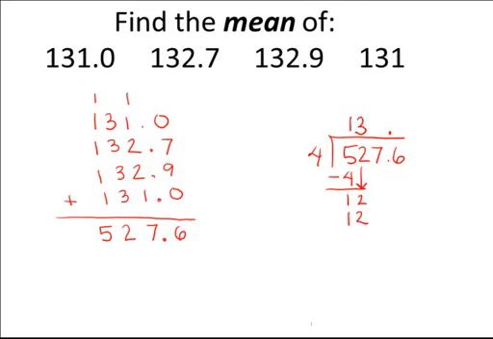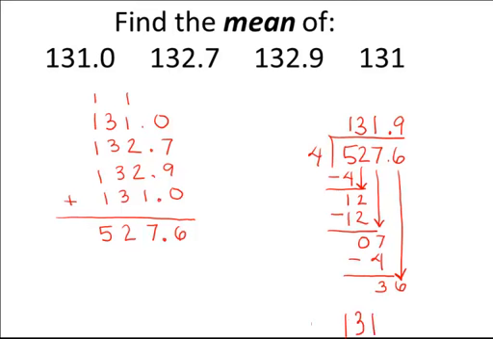4 times 3 is 12, and 12 minus 12 is 0. Bring down the 7. 4 goes into 7 once. 4 times 1 is 4, and 7 minus 4 is 3. Bring down the 6, and 4 goes into 36 9 times. The answer to this question is 131.9.